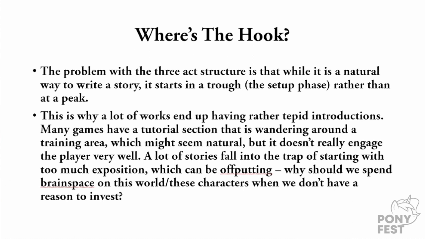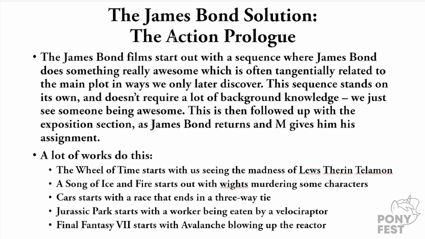So what's the solution to this? There's a lot of solutions. The first is the James Bond solution, which I mentioned earlier, which is the action prologue. I don't know if all of you have seen James Bond films, but they always start out with a sequence where James Bond does something really awesome, but it's often only tangentially related to the main plot in ways that are frequently only discovered later. This sequence stands on its own, and it doesn't require a lot of background knowledge. We just see someone being awesome, and you can figure out from the context what's going on. It doesn't require a lot of backstory.